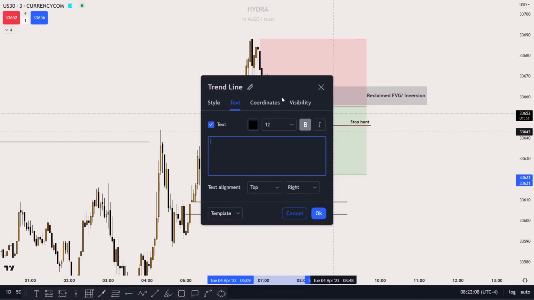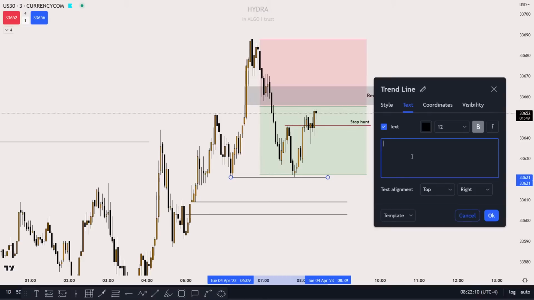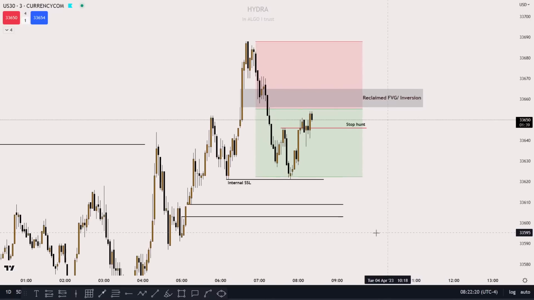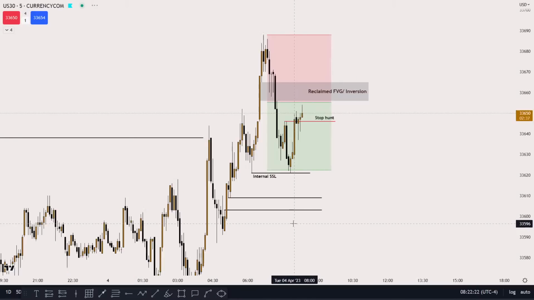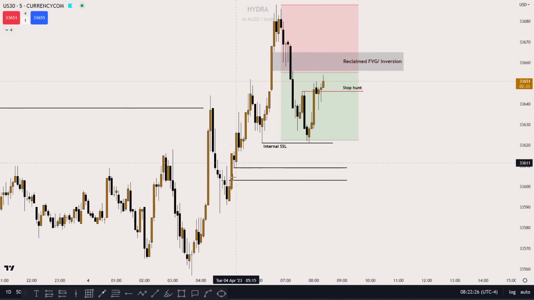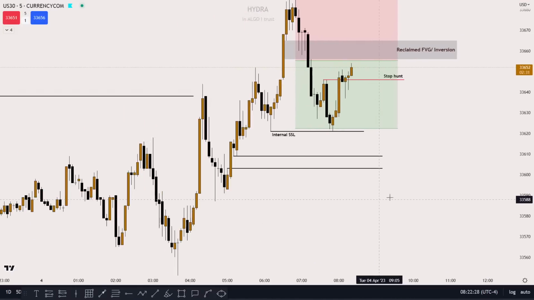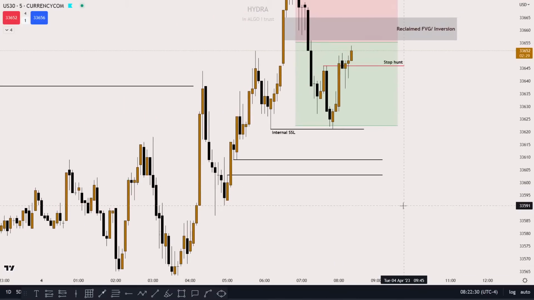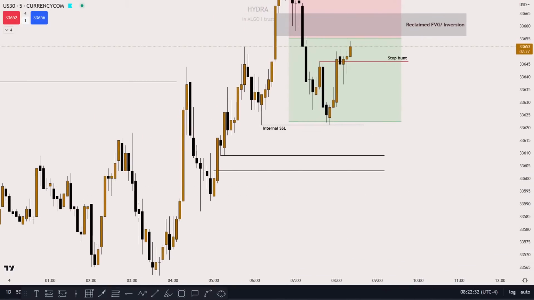We have a short-term sell side liquidity right here. I'll just mark it as internal sell side liquidity. So SSL is the short form of sell side liquidity. And if I take you on the 5-minute chart, we have a fair value gap, right? We have a BPR at this part. Okay, is my stream clear? Can you see it? Let me know in the chat.